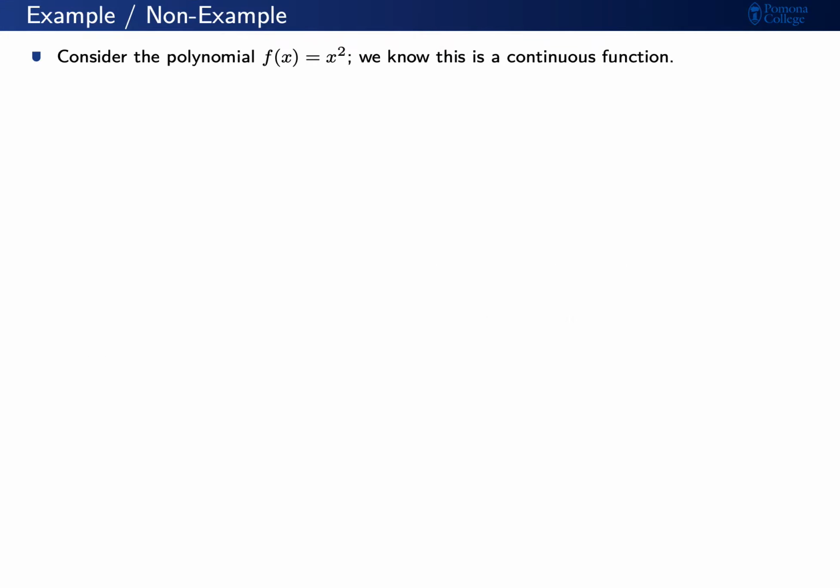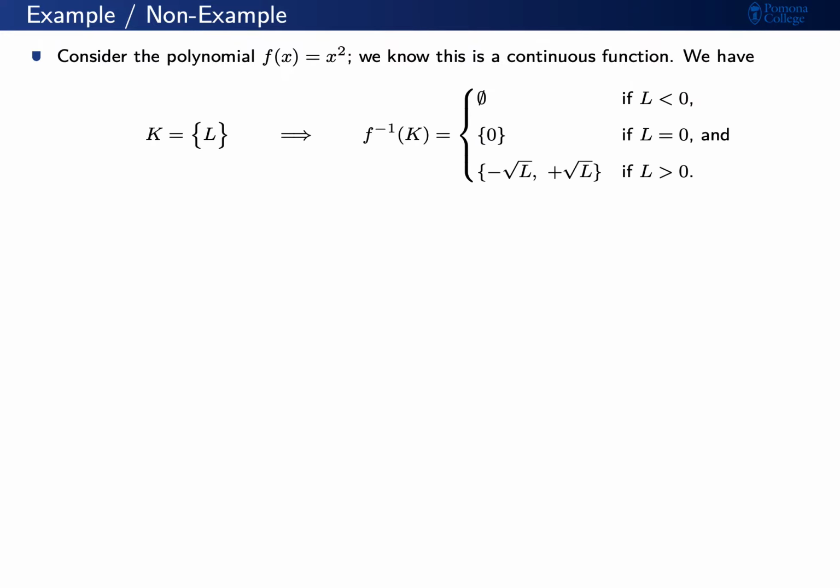Let's try to discuss an example and a non-example of this concept. For the moment, let's consider the quadratic polynomial f(x) = x squared. We know that this is a continuous function. In order to make sense of the previous proposition, we must take a look at preimages. So for example, let's say that K is just the singleton set consisting of one real number L. Then f^{-1}(K) simply means we're trying to find the numbers x such that x squared equals L. Well, if L is negative, we know that there are no real numbers such that x squared equals L, so we would see that f^{-1}(K) in this case is just the empty set.